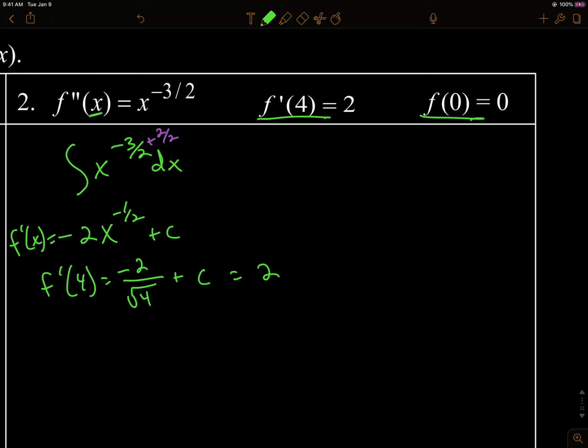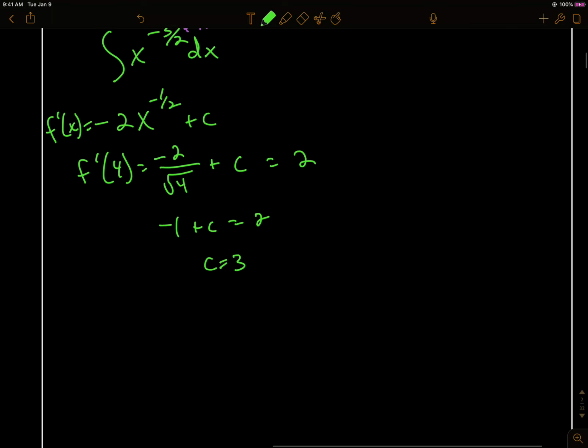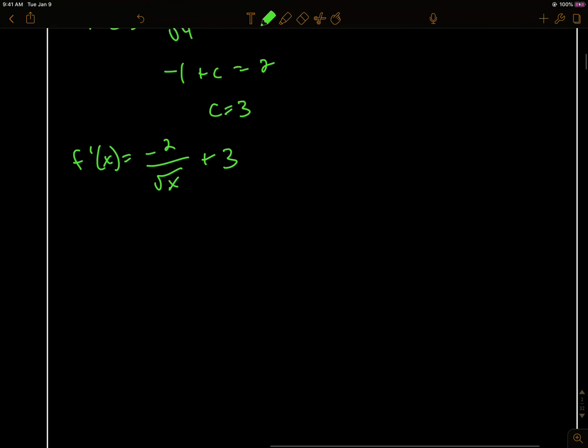Right? So let's simplify this guy. We get a negative 1 plus c equals 2. So then we get c equals 3. So then my first derivative is now negative 2 over root x plus 3. So then we want to keep going to get to f.